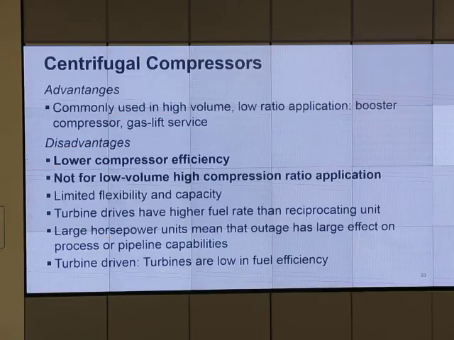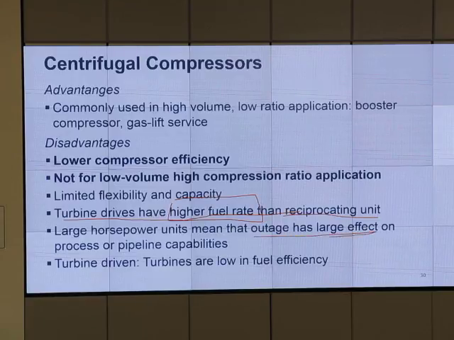Centrifugal compressor: high volume, low ratio. It can do gas lift service offshore. The disadvantages are lower compressor efficiency, and it's not for low volume, high compression ratio. So in VRU, do we have a lot of volume? No, right? We just want to increase the pressure. So it has limited flexibility and capacity. Turbine drive has a higher fuel rate than the reciprocating unit. Okay, it needs more fuel than the reciprocating unit. A large horsepower unit means that an outage has a large effect on the process or pipeline application. So turbines are lower in fuel efficiency, and we can sometimes use it for a gas liquid process. So it produces more volume.